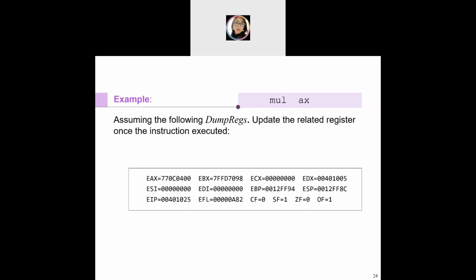Okay, let's say here you can see an example. Assume the following dump register. This is your normal output last time when you were playing around with your Visual Studio. You have MUL AX. So how are you going to update the registers when you multiply your AX? So where is your AX? Of course, it's going to be here. But you can see it depends on the size also.